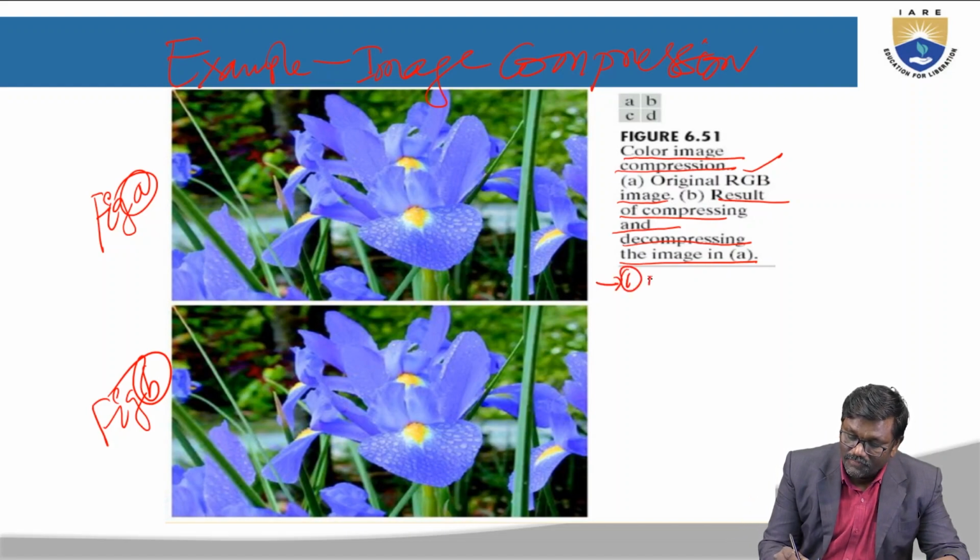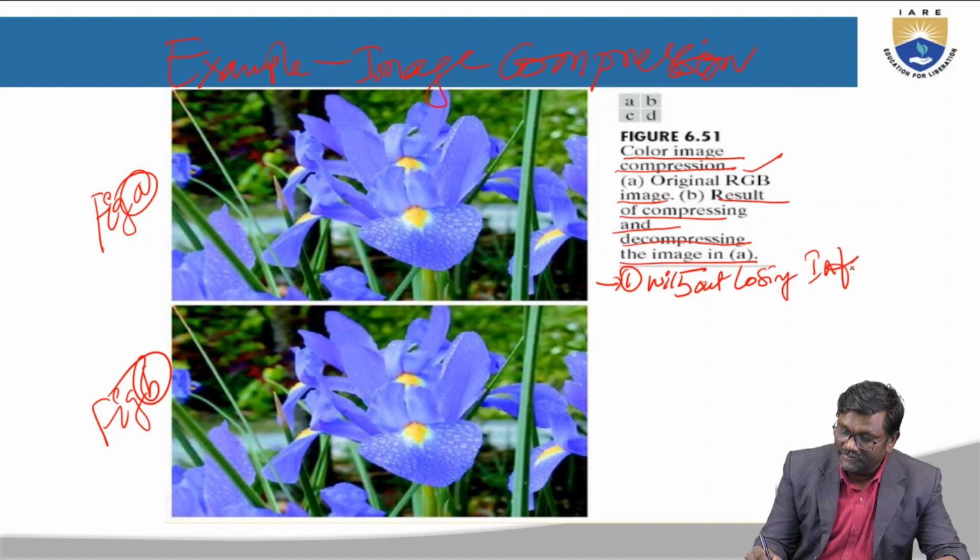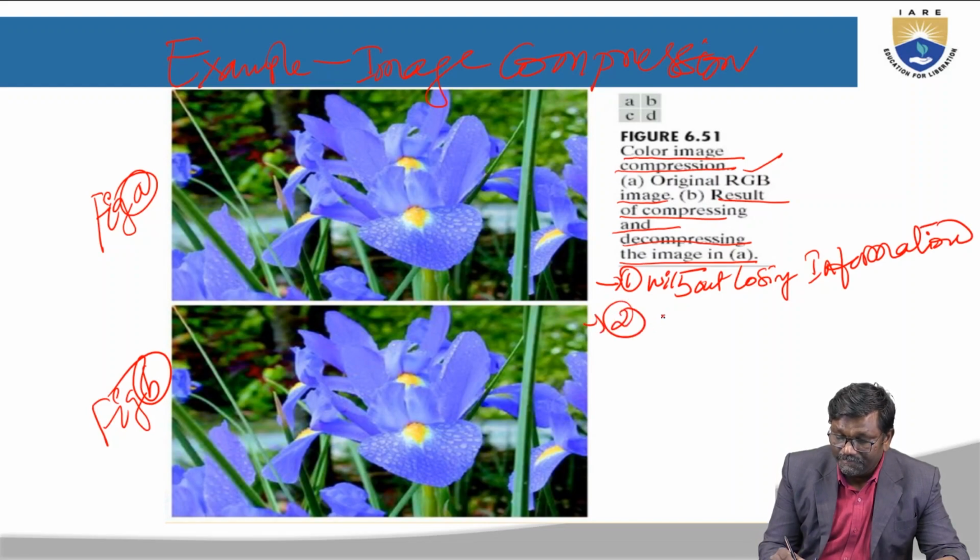Category number one, without losing the information, we are doing compression. Number two, we are going to see the original, or we also say perfect compression. That is called perfect information compression.